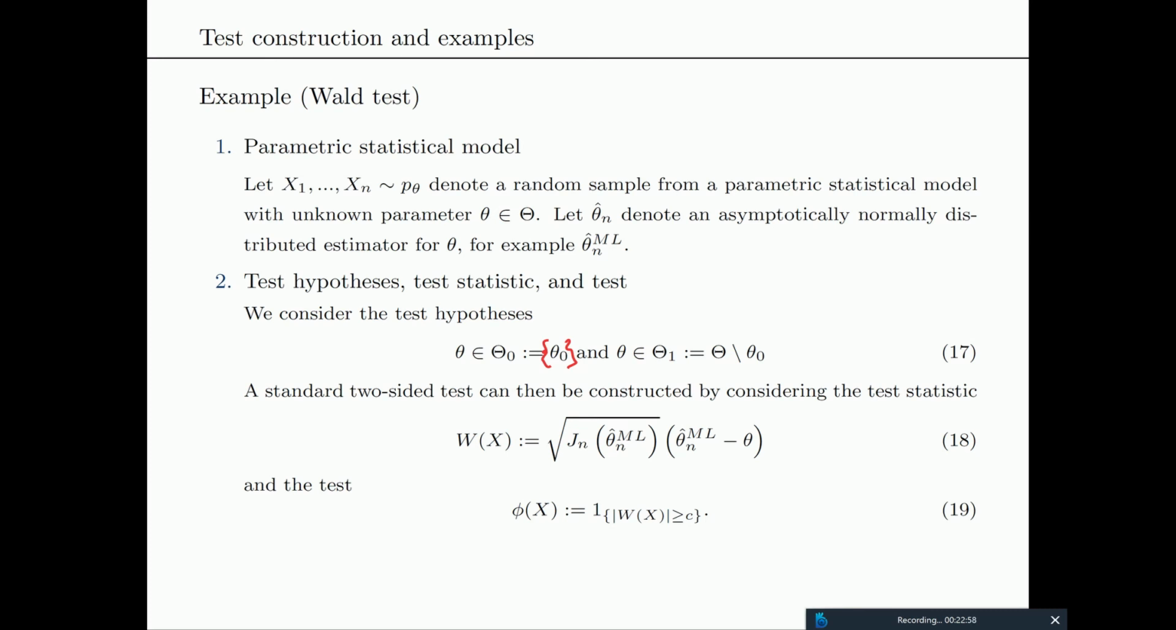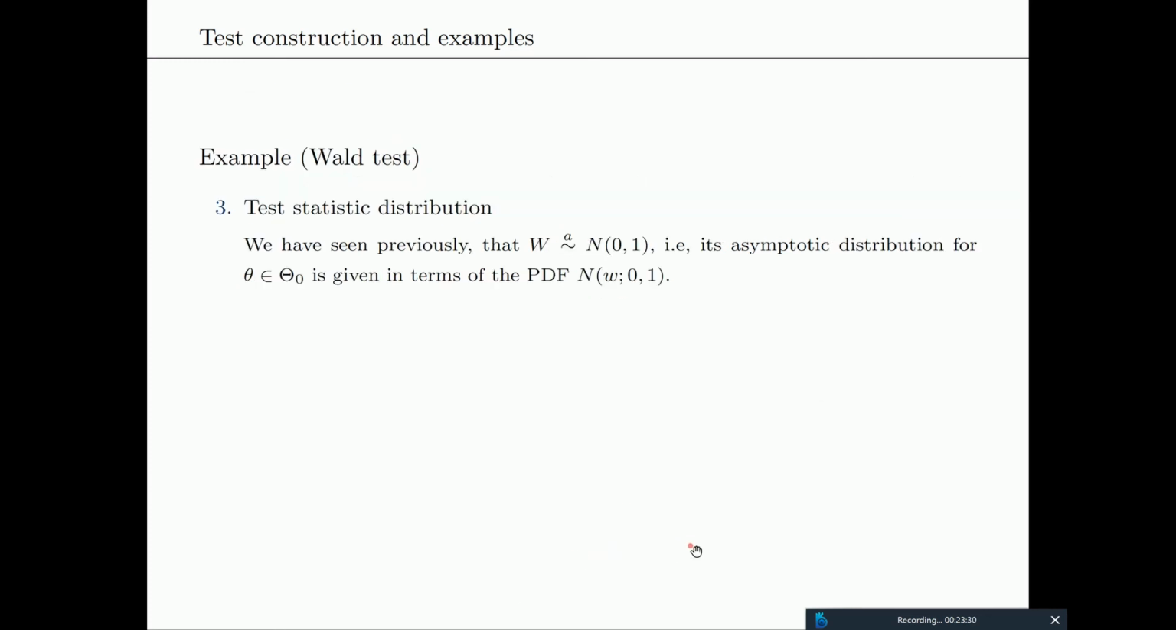There are different versions of the Wald statistic. As you remember, we've seen, I think, last week, where I also had I_n here. Here we use the expected Fisher information. And for this test statistic, we again use the same test decision rule, namely reject the null hypothesis if the absolute Wald statistic is larger or equal to some critical value.